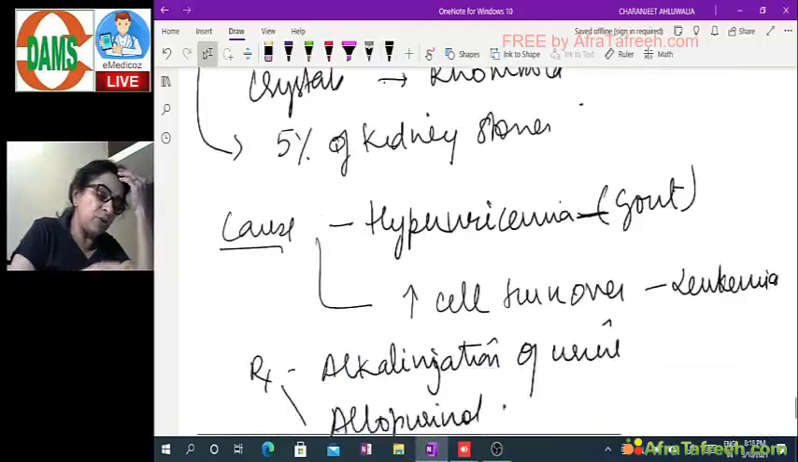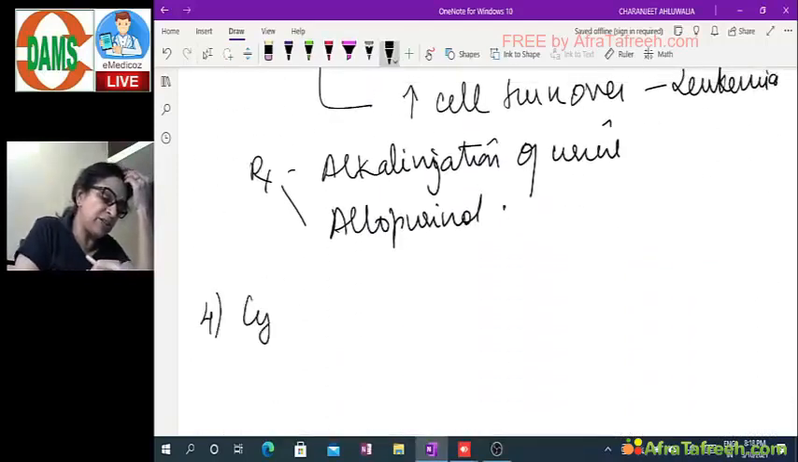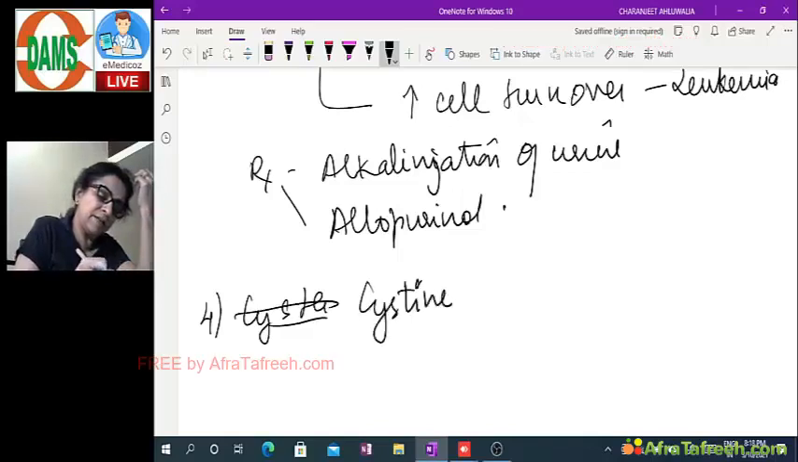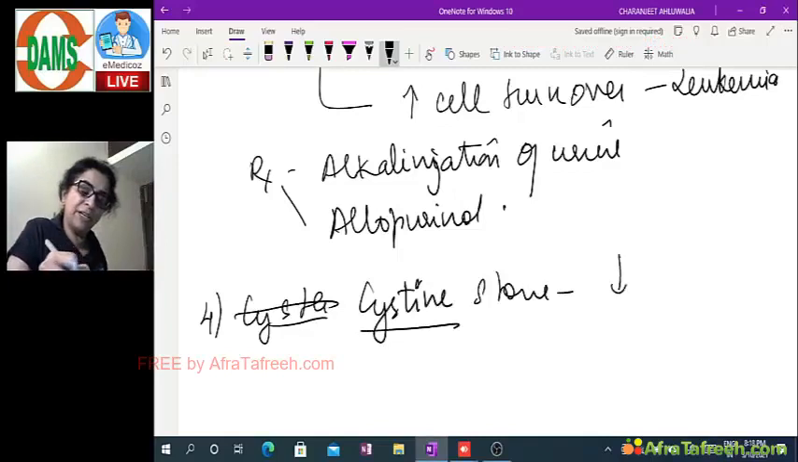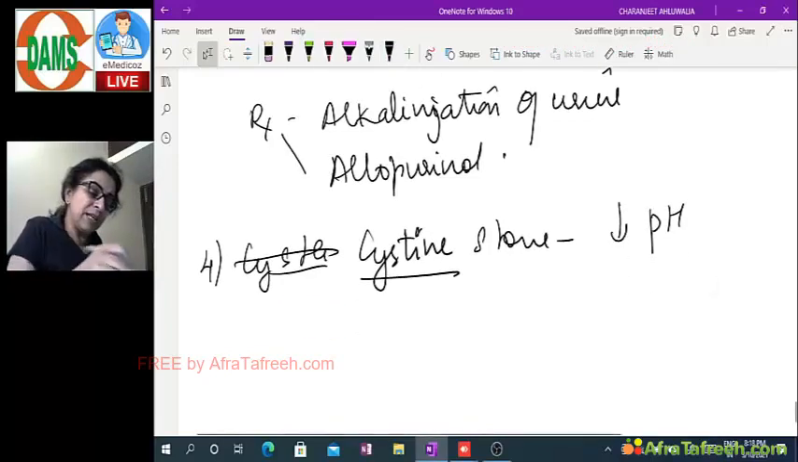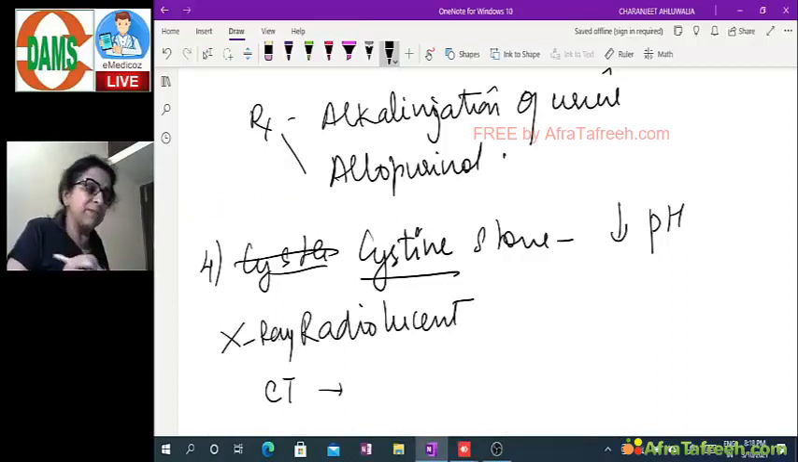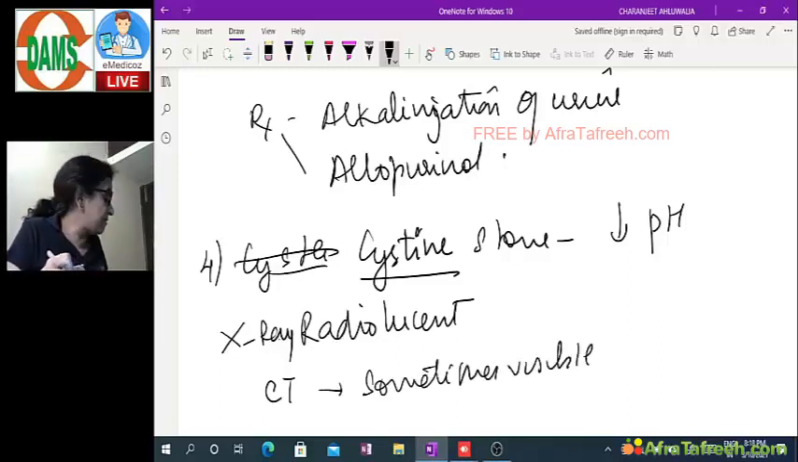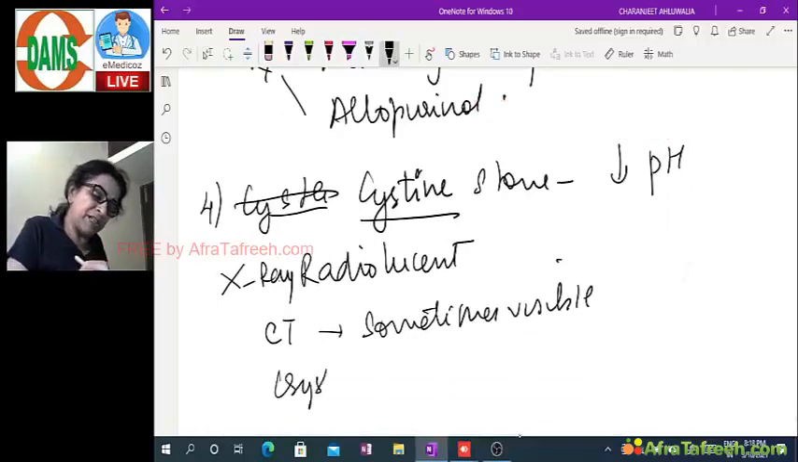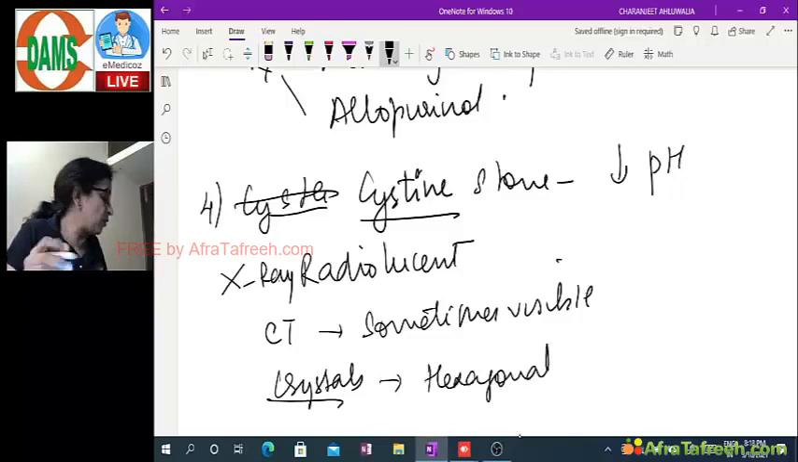और आखिरी किडनी स्टोन्स जो रेयर होते हैं, वो होते हैं सिस्टीन स्टोन्स. Again, they are formed in decreased pH, and cystine stones, like uric acid, are radiolucent. On X-ray they are radiolucent, and on CT they are sometimes visible. अच्छा, the corresponding crystals found in the urine, what is the shape of the crystal? Crystals are hexagonal in shape.